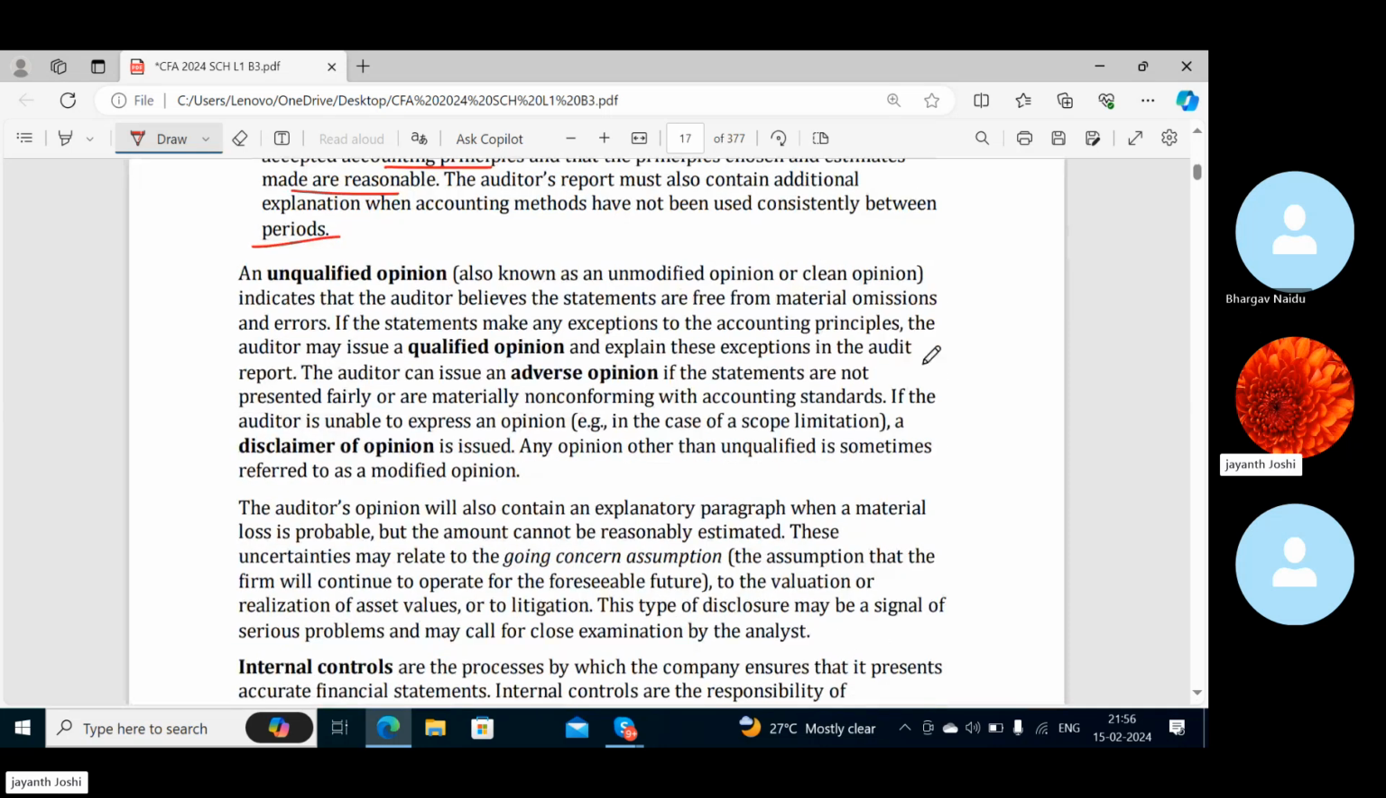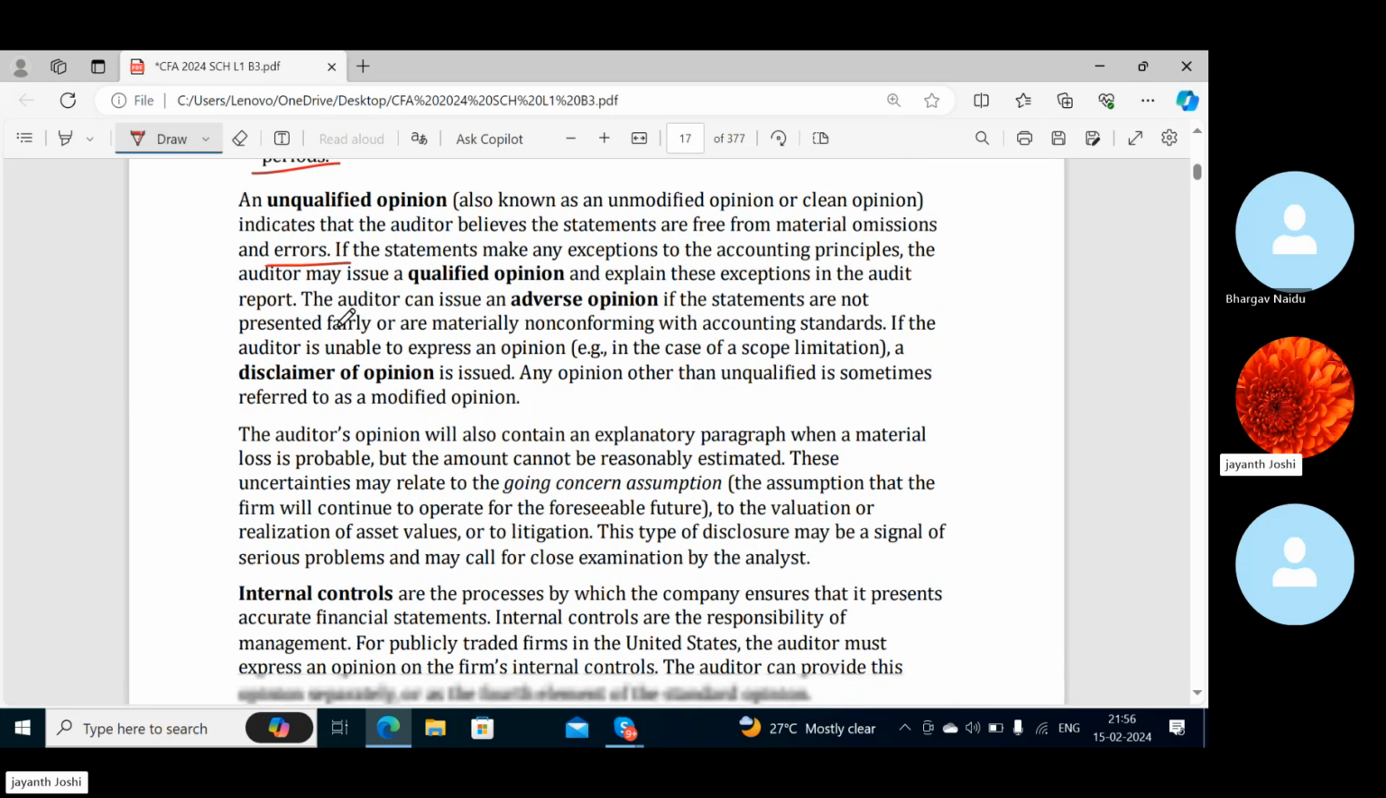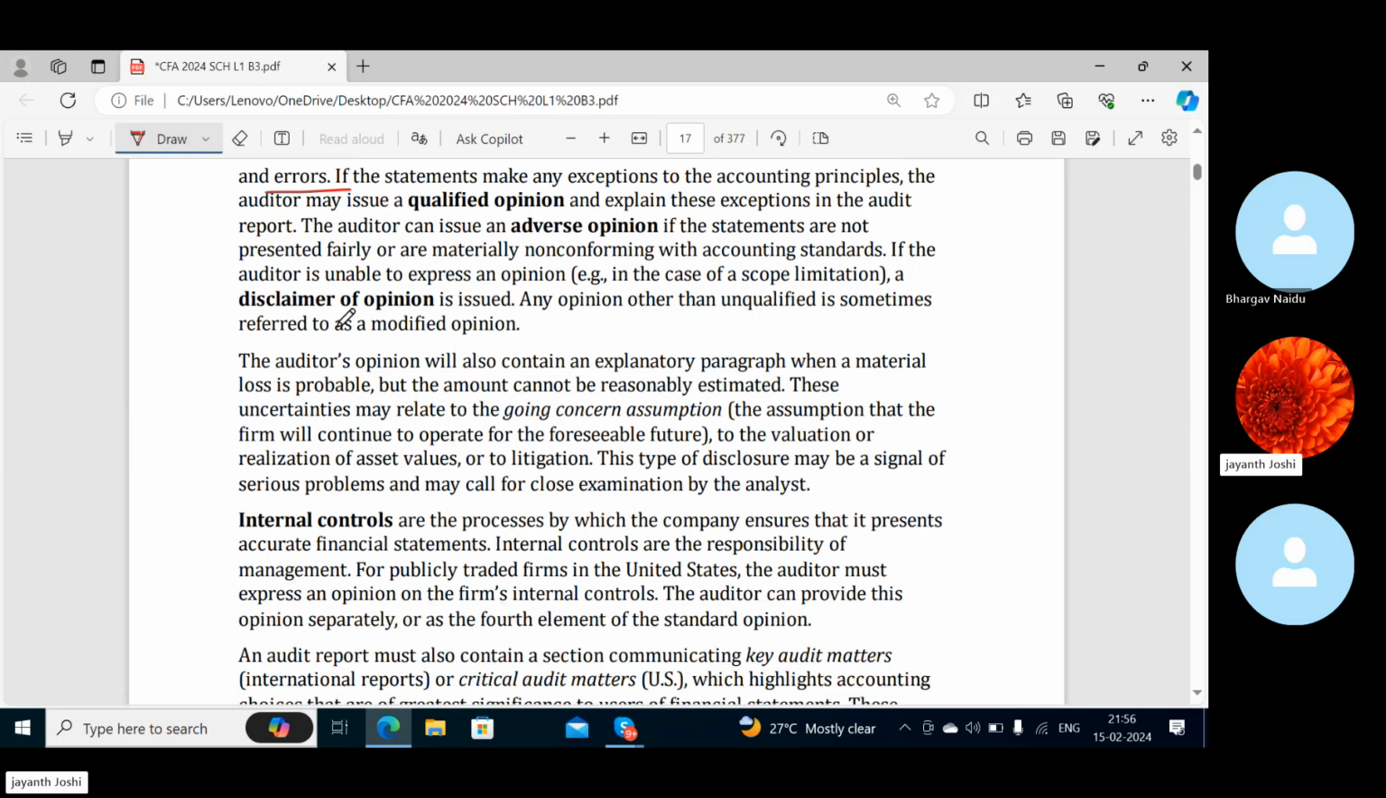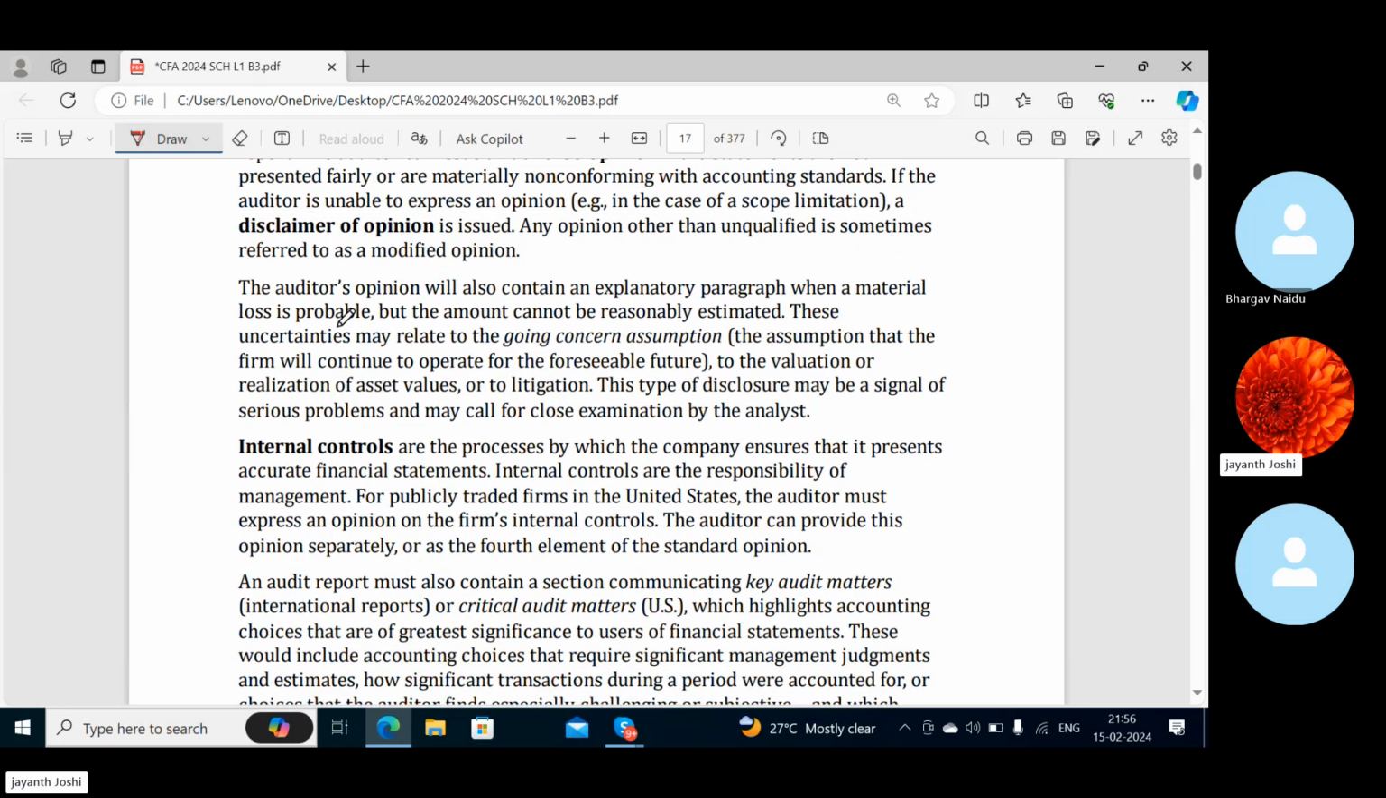And then comes the unqualified opinion. It indicates that the auditor believes the statements are free from material omissions or errors. That means there is no error and nothing has been omitted. It is free from any kind of errors and omissions. A qualified opinion is not good. So that is a matter of concern, and the company's internal control should also be very intact. An auditor of the company should give a statement about the internal controls of the company.